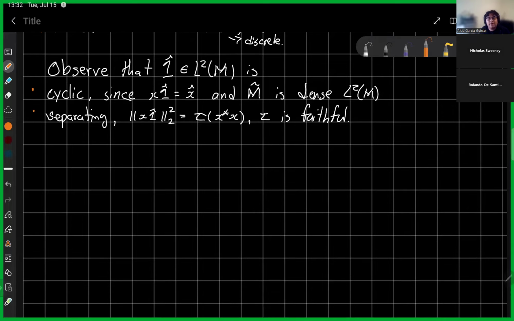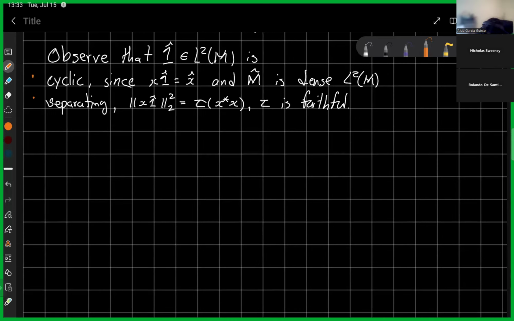Notice so far that everything that I've done, and this is going to become important in the next lecture that I give on Thursday, doesn't use the fact that we have traciality. This is just a GNS representation, and so one hat will be cyclic and separating in these cases. This is the first instance, well, this is going to be when we use traciality.